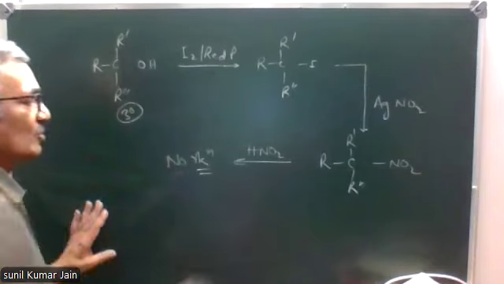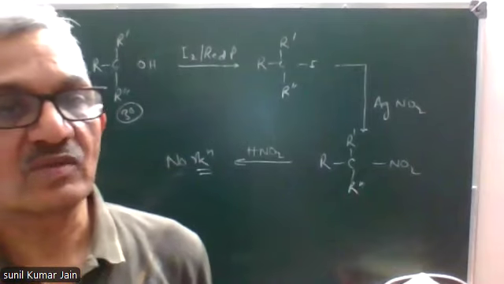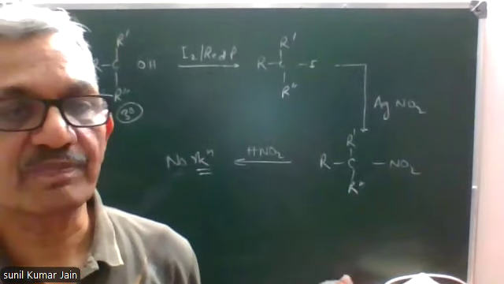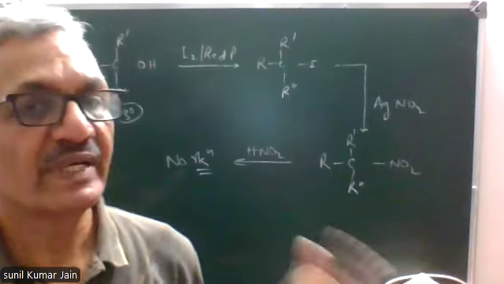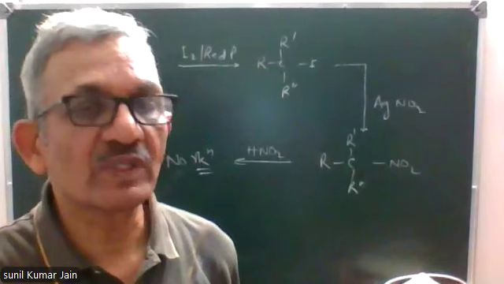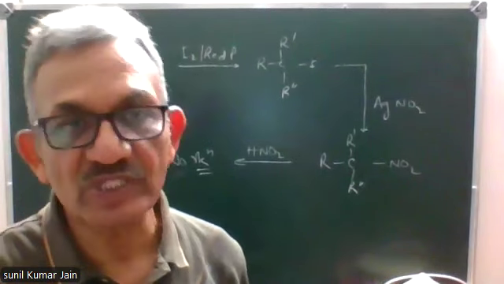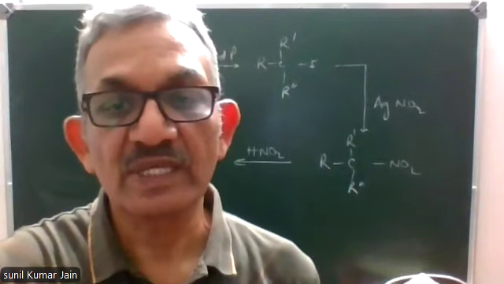No reaction. This is called Victor Meyer's test for primary, secondary, tertiary alcohols. In case of primary, we get red product. In case of secondary alcohol, we get blue product. In case of tertiary alcohol, the last product is nitro, which is colorless product. Right. That's all for today.